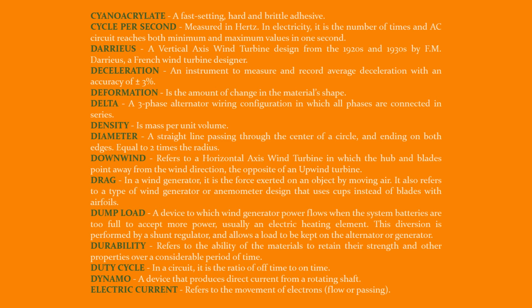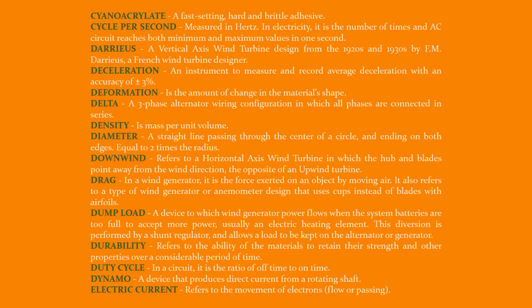Drag. In a wind generator, it is the force exerted on an object by moving air. It also refers to a type of wind generator or anemometer design that uses cups instead of blades with airfoils. Dump load. A device to which wind generator power flows when the system batteries are too full to accept more power. Usually an electric heating element. This diversion is performed by a shunt regulator and allows a load to be kept on the alternator or generator.